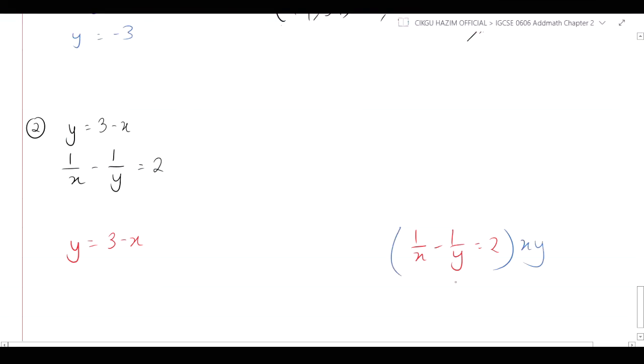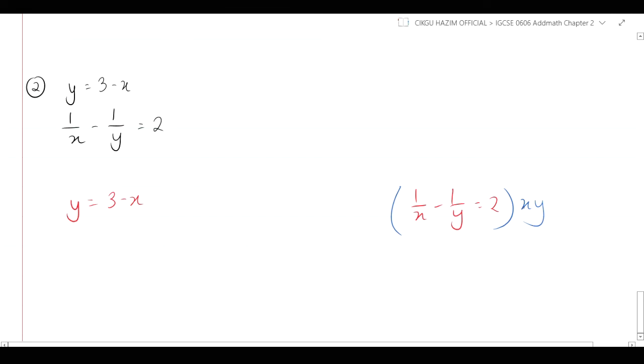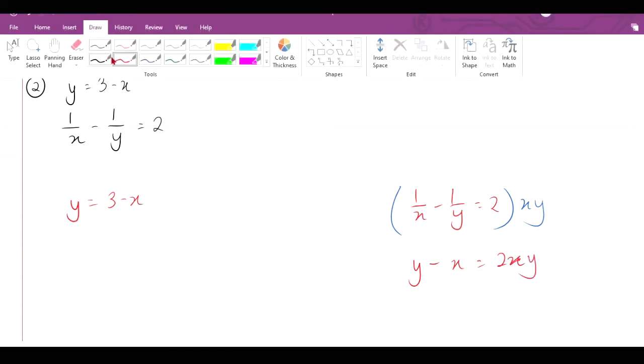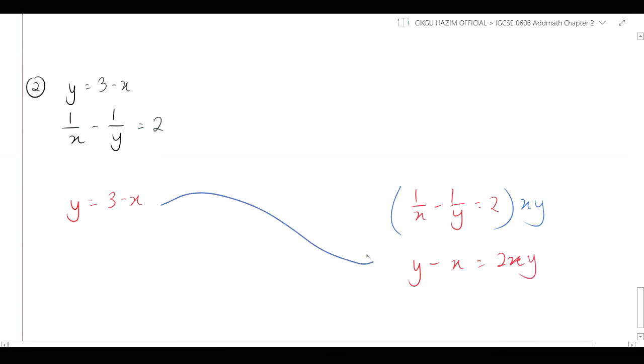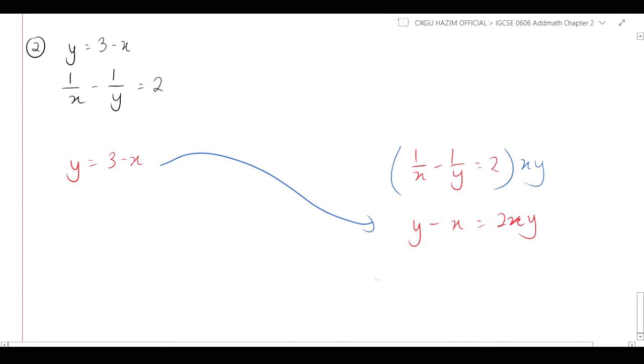Okay, so when I multiply everything by xy, 1 over x multiplied by xy, the x and x cancel, and what is left is y. 1 over y multiplied by xy is going to be x only, and 2 multiplied by xy is 2xy. Okay, that's the thing. And after that, you can substitute this linear equation into this part. So it's easier compared to putting it in the denominator. So open up the bracket: y minus x equals 2x (bracket), and you substitute the 3 minus x.